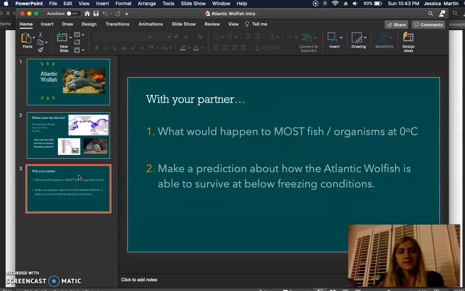And then I'm going to give them some time to work in a pair to think about, why is this interesting? What would happen to most fish in that really cold environment? And then they're going to make a prediction, figuring out, how do we think the wolffish can survive in these conditions? So this is them asking those questions that we're going to answer at the end of lesson 3.